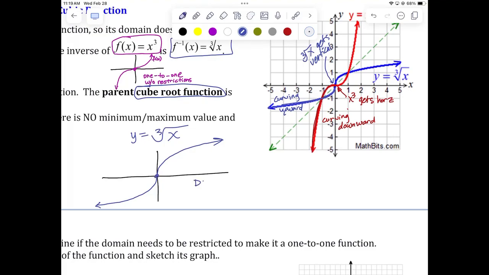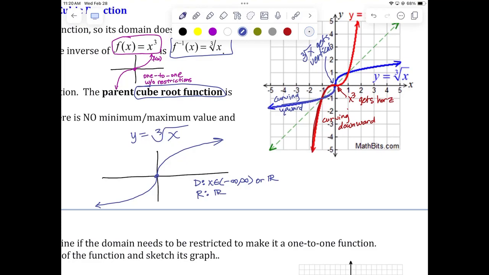What's the domain of x cubed? Or the cube root of x. Sorry, I keep saying x cubed. What's the domain of the cube root of x? The cube root function. Negative infinity to infinity. Yeah, so you could say x is an element of negative infinity to infinity. Or what's another way to say that? All real numbers. Yeah. What would be the range of the cube root function? Also all real numbers. Yeah.